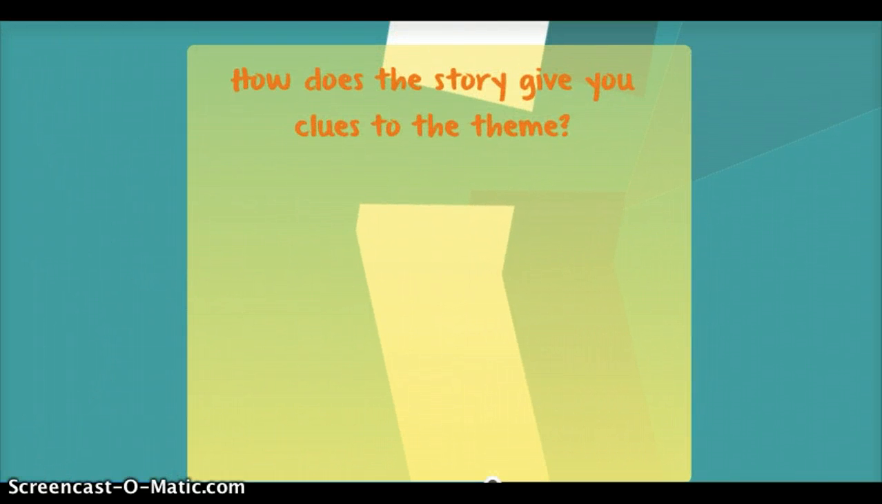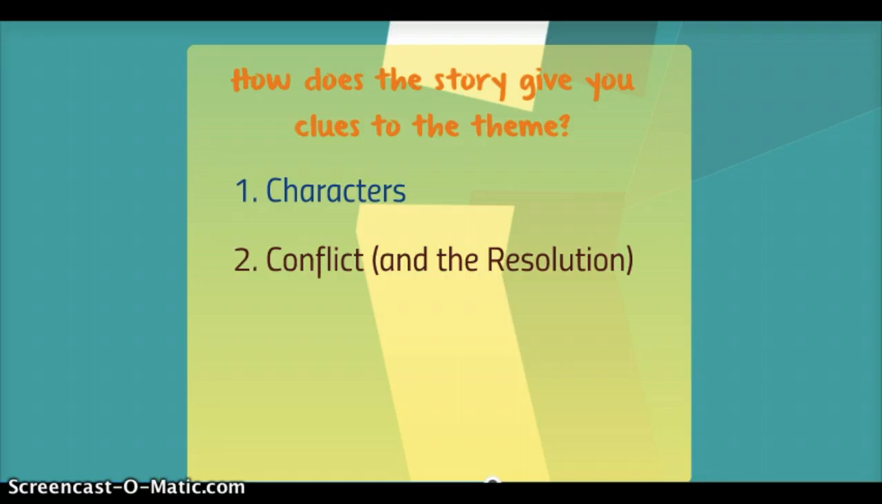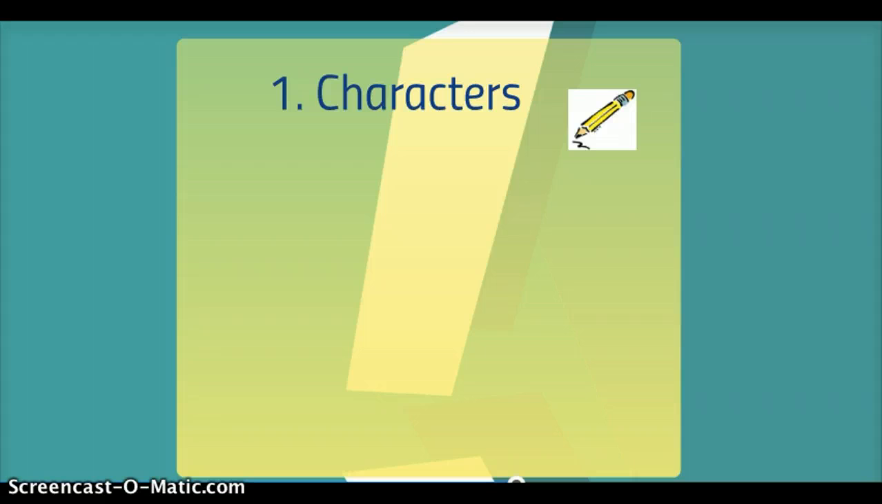All right, so if the author doesn't come out and state what the theme topic is, how do you figure it out? How does the story give us clues to what it is? First of all, we can look at the characters. We can look at the conflict as well as the resolution, the events in the plot, and the title. So let's take a look at each of these individually.